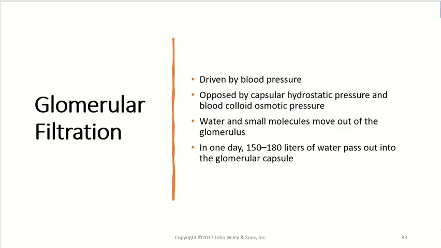So with that, moving forward then to talk about glomerular filtration. This is driven by blood pressure, and it's opposed by capsular hydrostatic pressure as well as blood colloid osmotic pressure. So water and small molecules are going to move out of the glomerulus, and in one day, between 150 and 180 liters of water are going to pass out of the glomerular capsule.